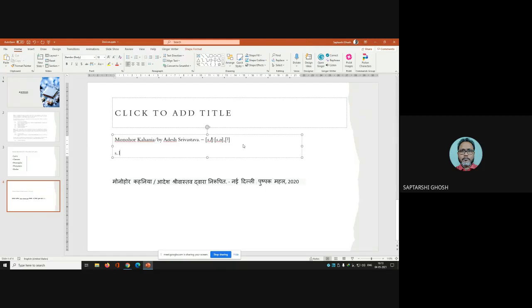Now, what is sl? S dot L. This is the Latin term sine loco. That means the location is unknown or not available. S dot N means sine nomine, with the s also in small letters. This means the name of the publisher is unavailable. And this question mark denotes that the year is not traceable.